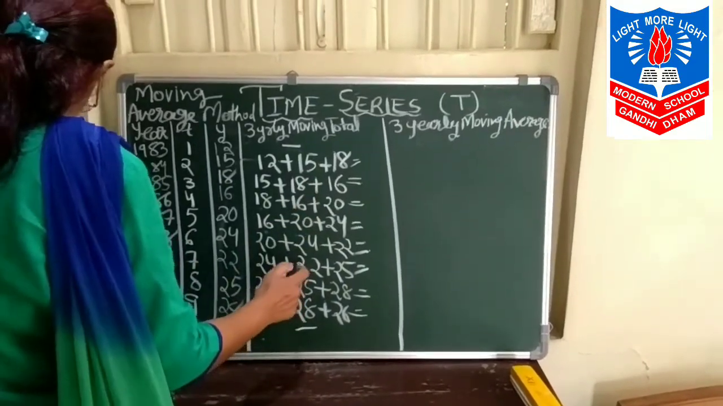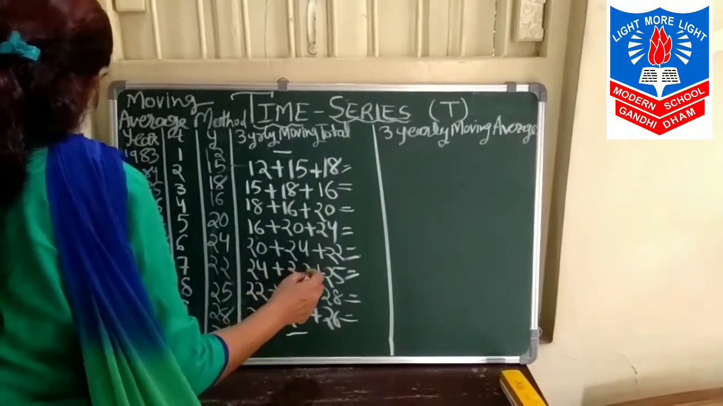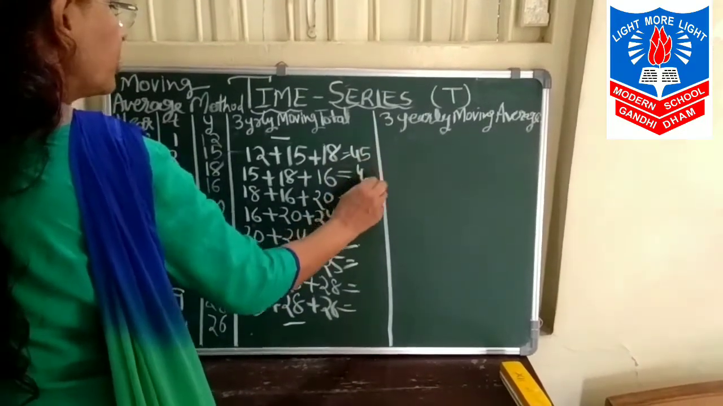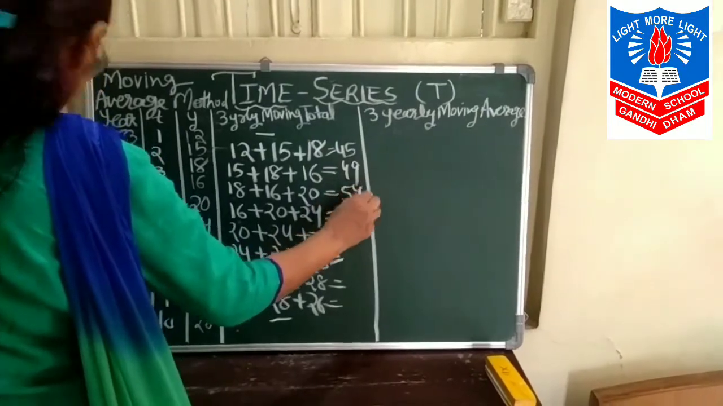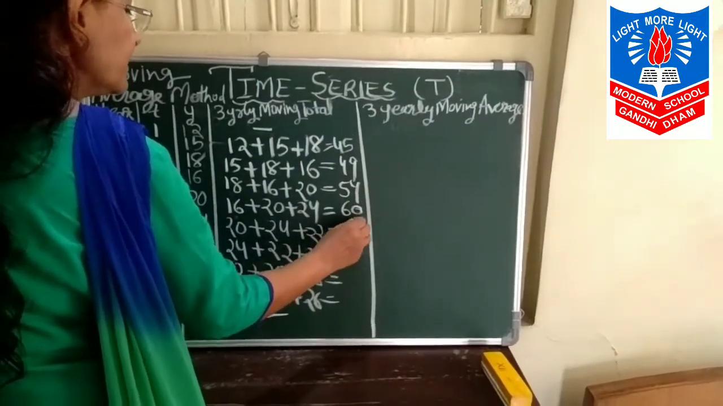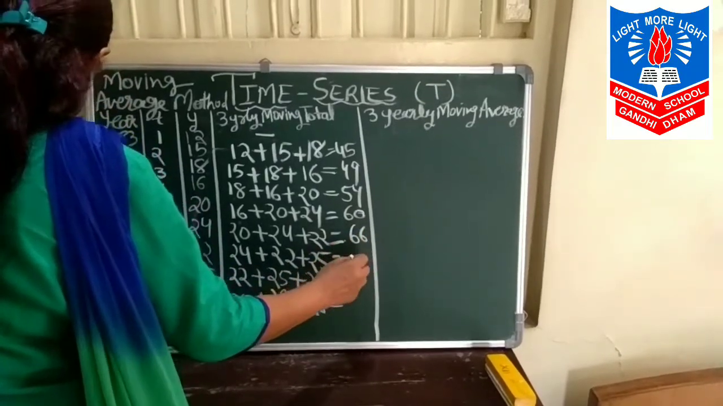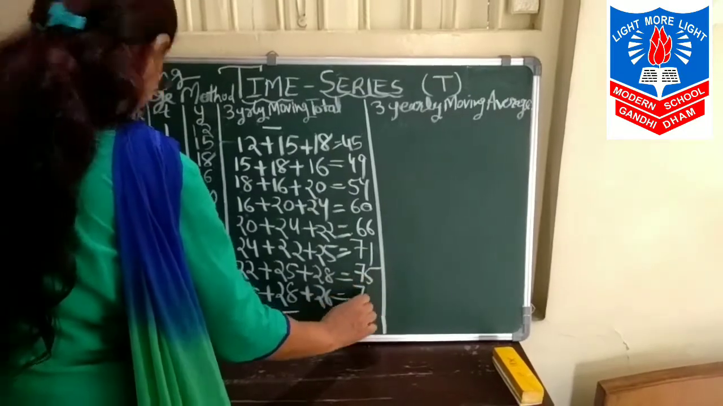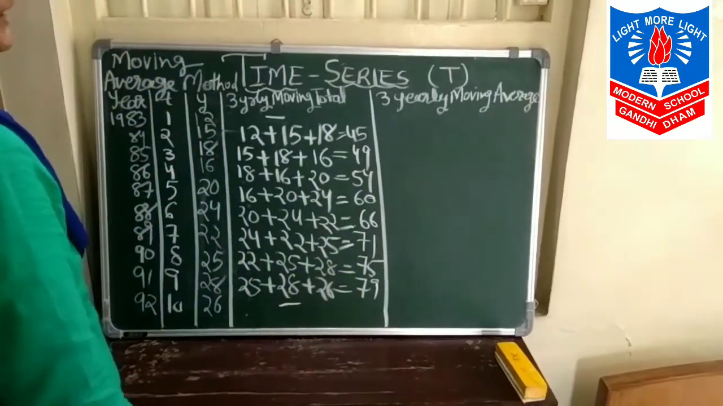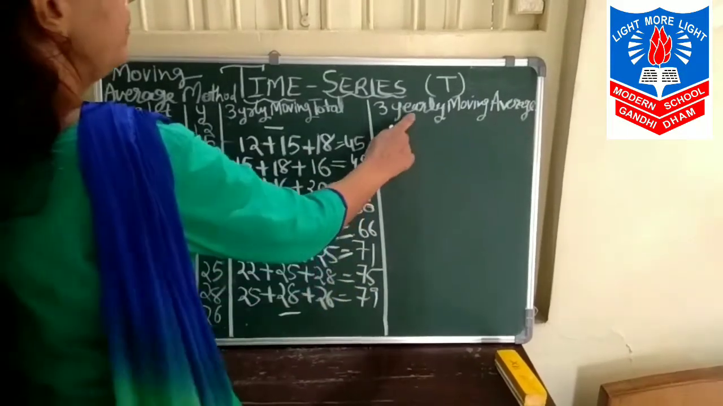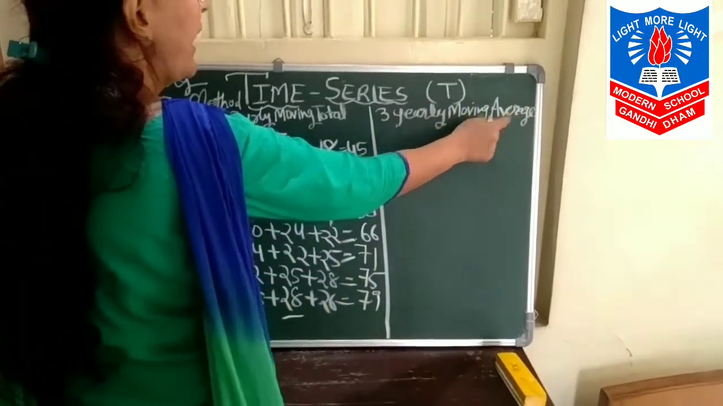Now we write the totals of these all, which will be 45, 49, 54, 60, 66, 71, 75 and finally 79. Now our next step will be the 3 yearly moving average.